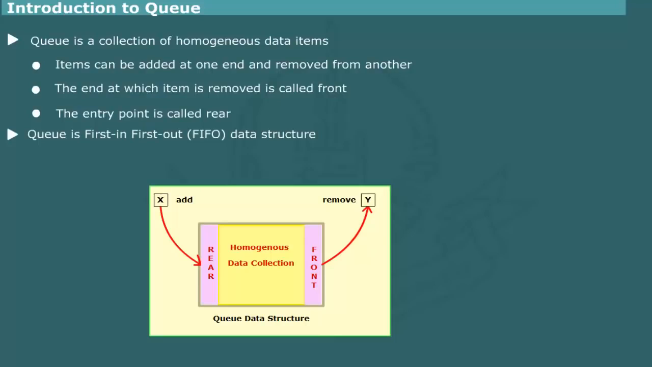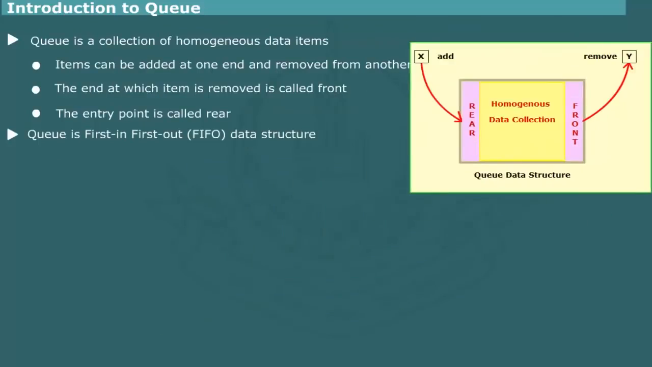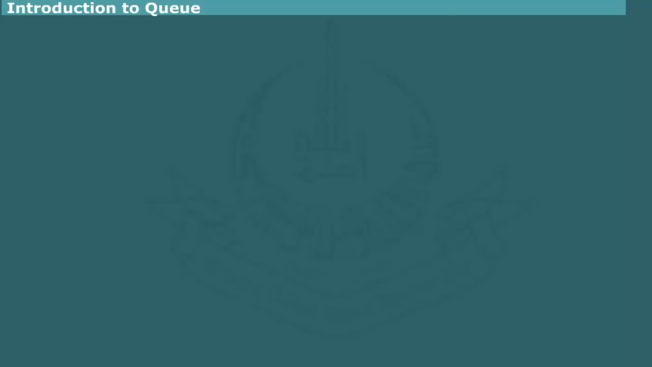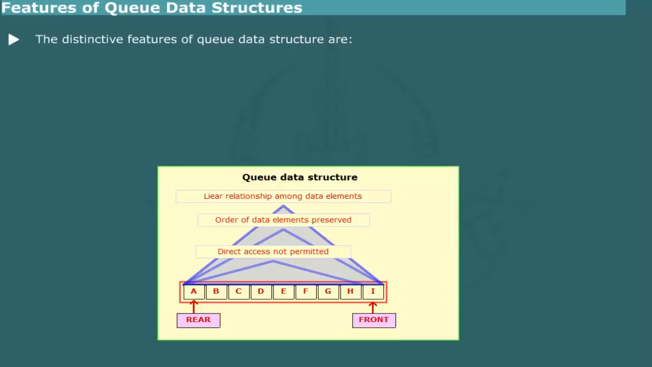A FIFO queue is sometimes called a regular queue to distinguish it from other variants of queue. Figure shows an example of queue which contains alphabets A through H. The arrows mark the front and rear ends of the queue. Notice that there is only one entry and one exit point. This arrangement implies that only the front and rear elements of the queue can be accessed directly. The middle elements are not accessible, and their order is preserved in all operations on a queue.